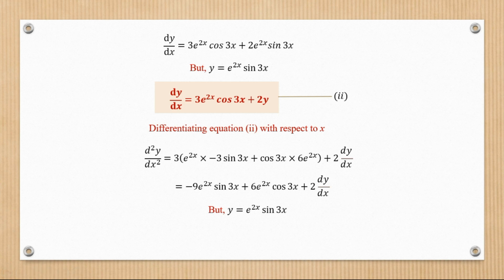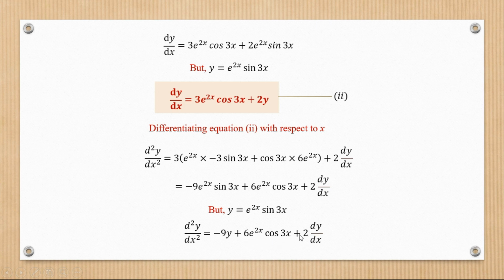But we remember that y is equal to e2x sin 3x, because you can already see right here that there is the value of y in existence. So we're going to plug it in there. Our second derivative shall be equal to negative 9y plus 6e2x cos 3x plus 2 dy dx. Now the next goal shall be to eliminate these values of e2x and cos 3x, because I don't see them in our final proof. So what are we going to do? We're going to have to find a way of substituting for them.